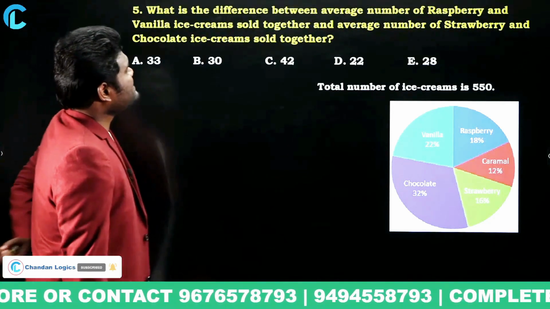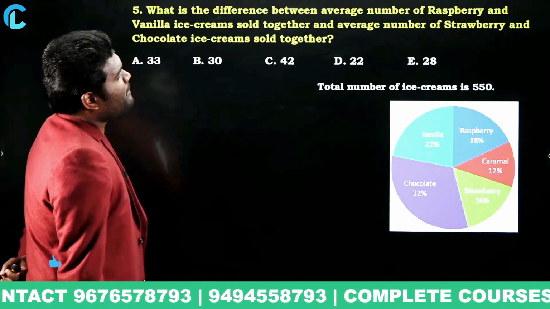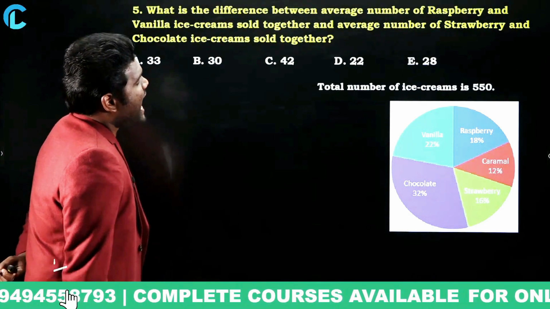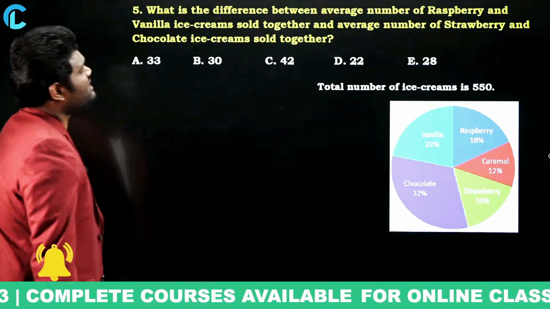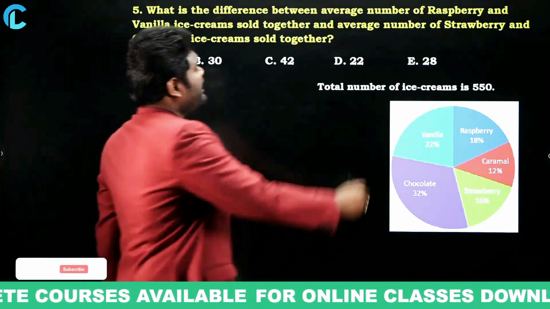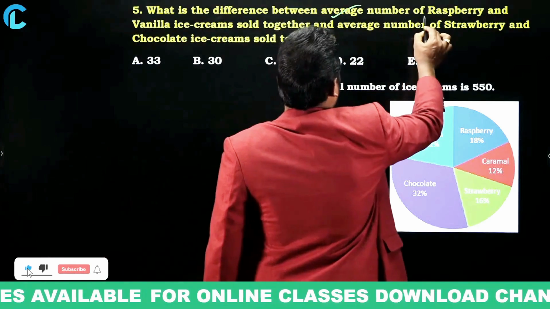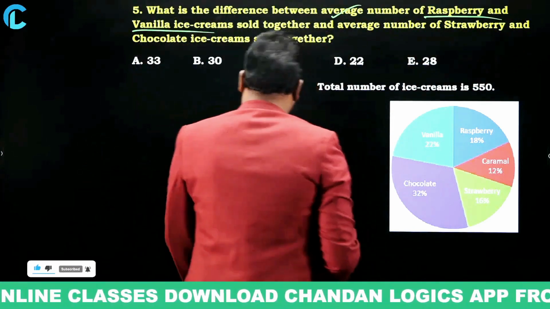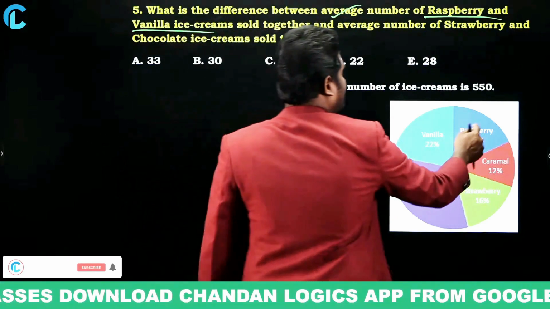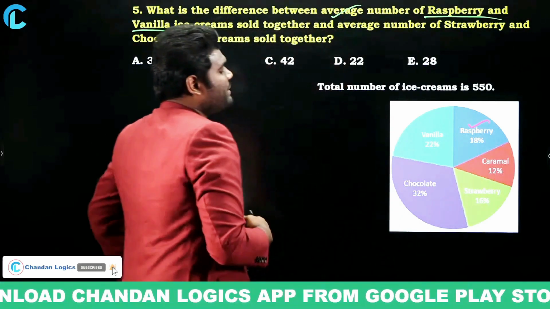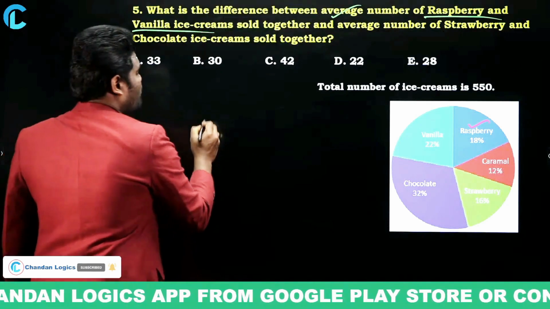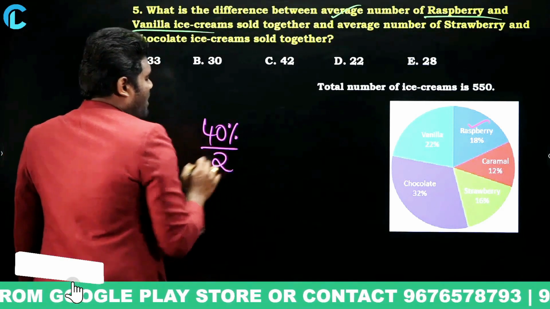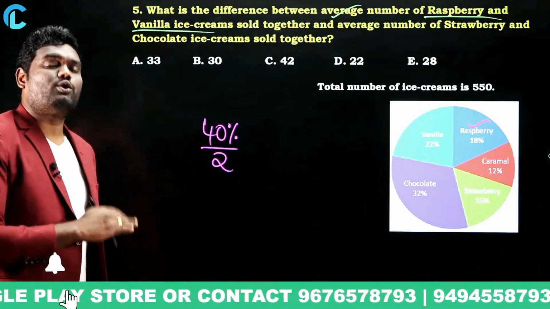Next, what is the difference between the average number of raspberry and vanilla ice cream sold together and the average number of strawberry and chocolate ice cream sold together? Look here, raspberry and vanilla combined together. Raspberry 18, vanilla 22, together 40%. As they are saying average, it is nothing but divide by 2, but truly speaking it is not required.